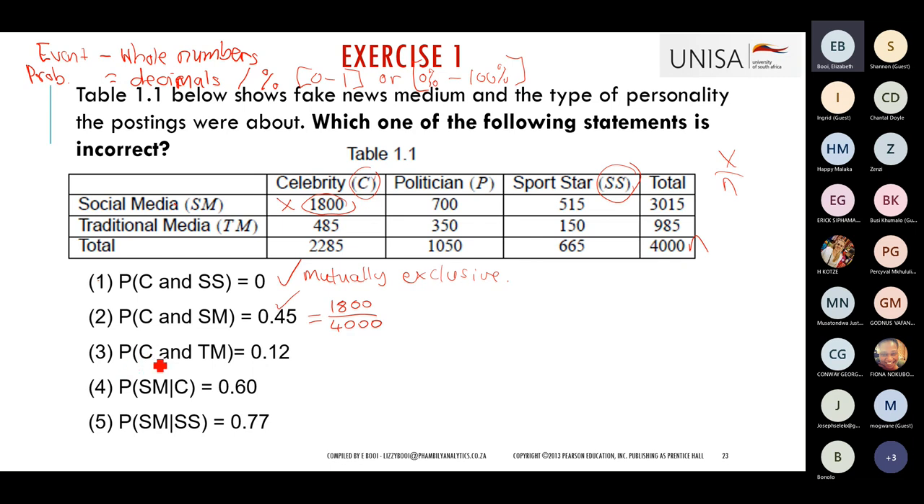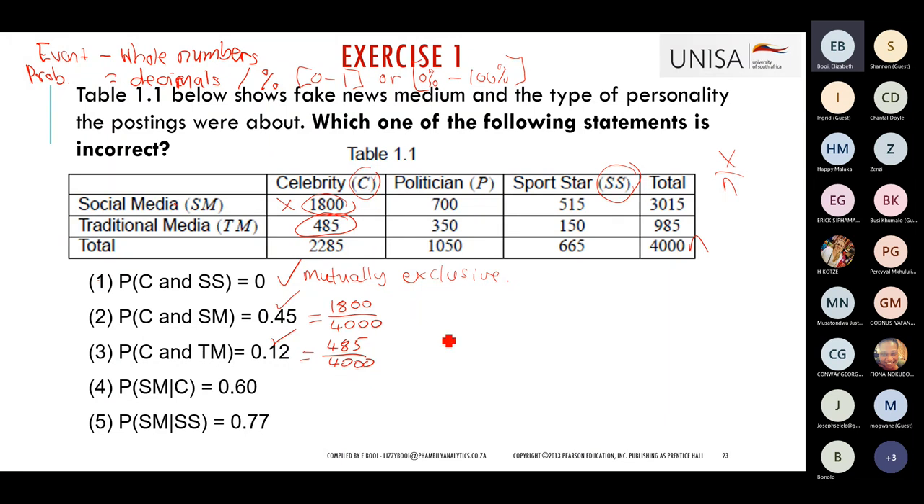The probability of C and TM. C and TM, it's where they both join. So that is 485 divided by 4,000, which is 0.12. 0.12, which is correct.